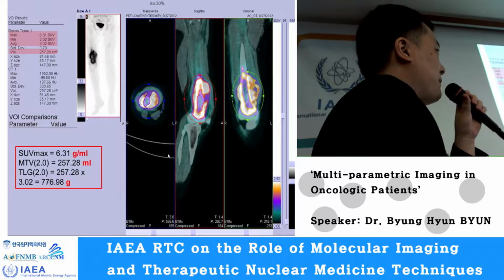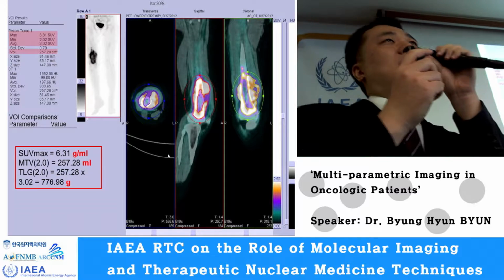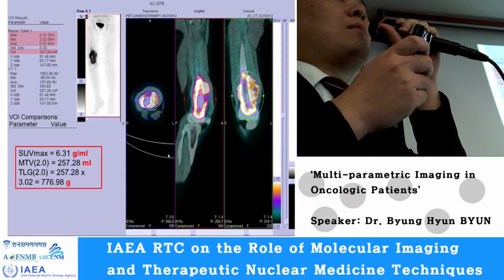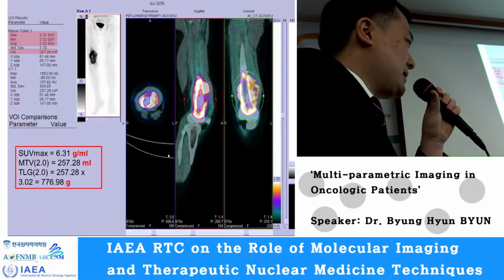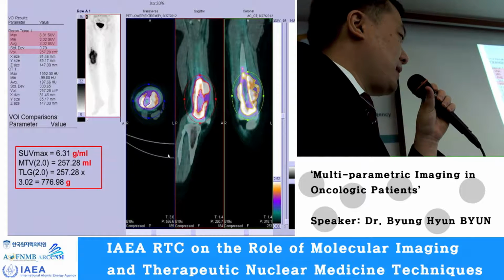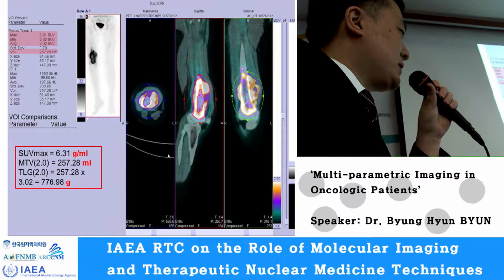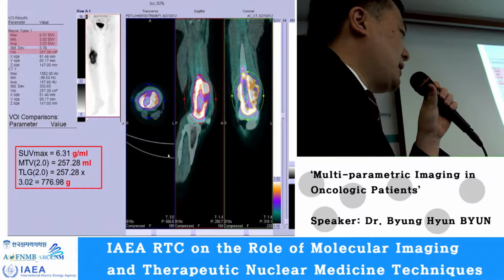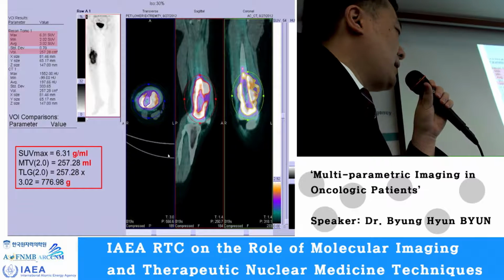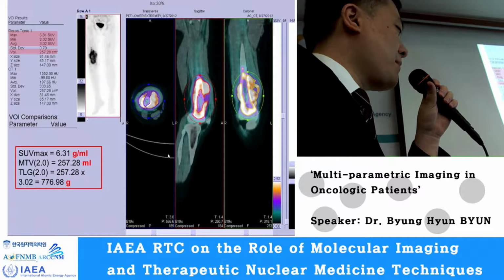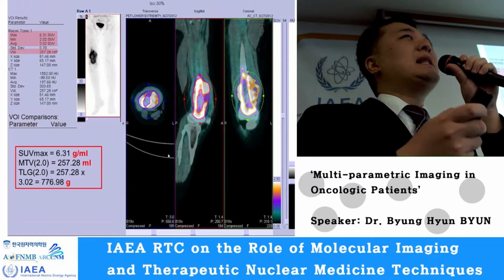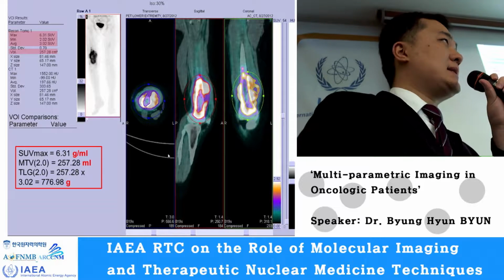This means the tumor volume with an SUV of more than 2.0. So SUV max in this case is 6.3, and if the threshold is 2.0, the volume is about more than 200 milliliters. And if we multiply these two parameters, we can calculate the TLG, total lesion glycolysis.